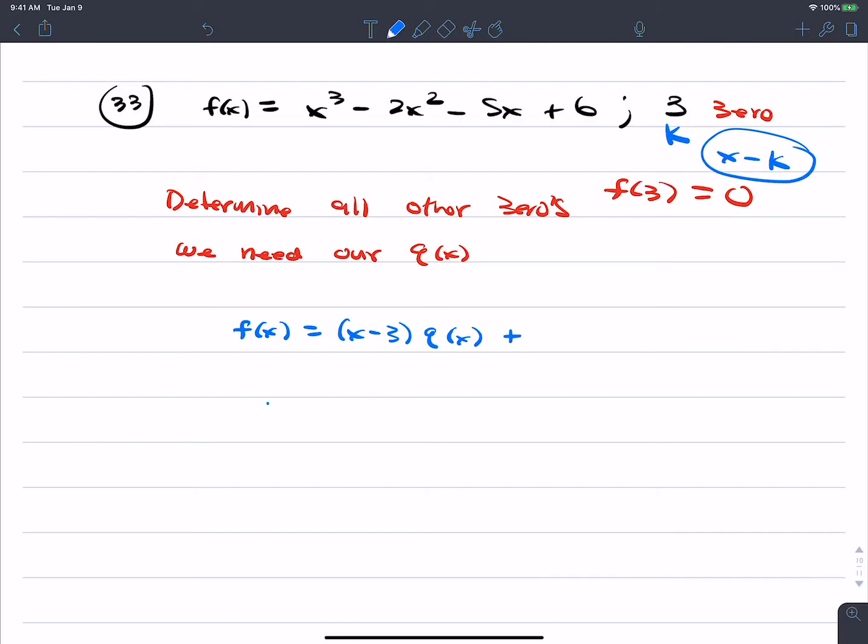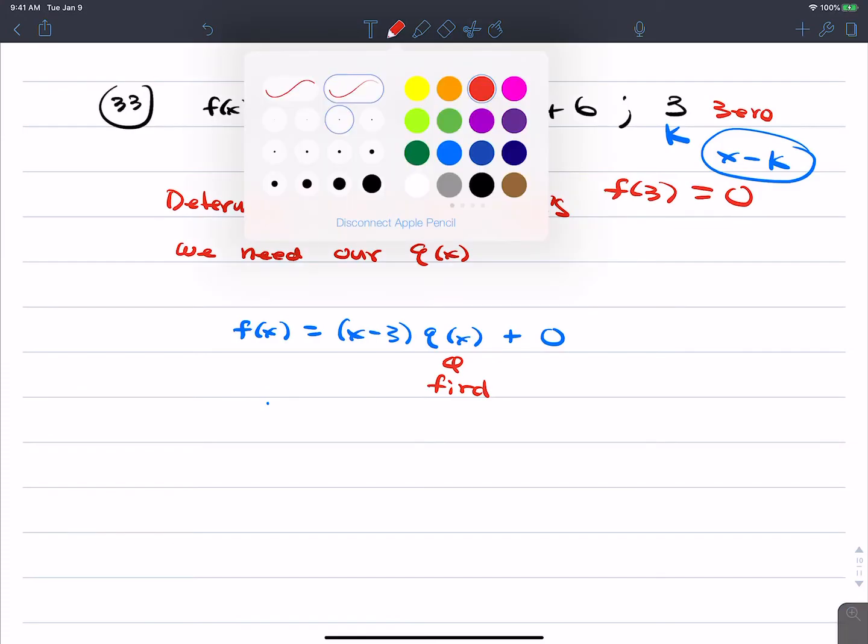And you have a 0 remainder here. So the idea here is going to now be find that q function, and when we find that function, that quotient, we're going to find the rest of the zeros. Let me show you what I'm talking about.